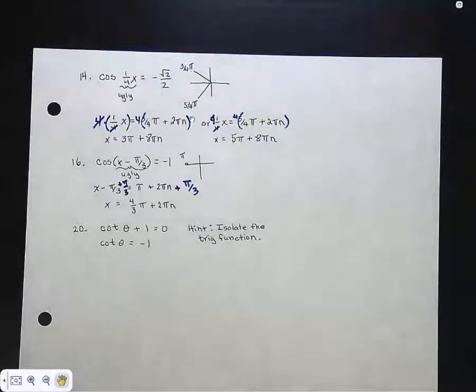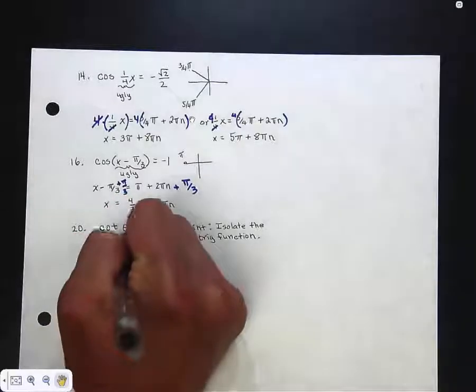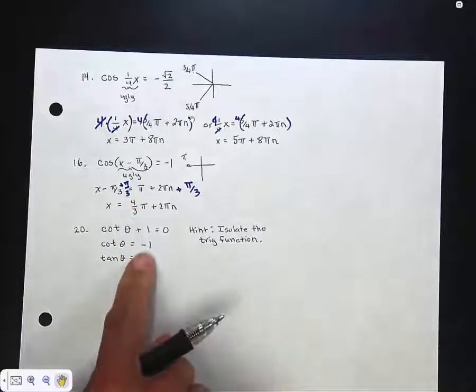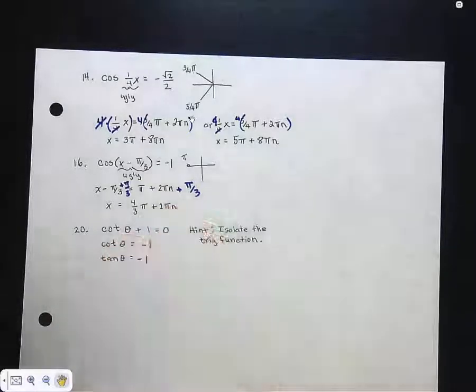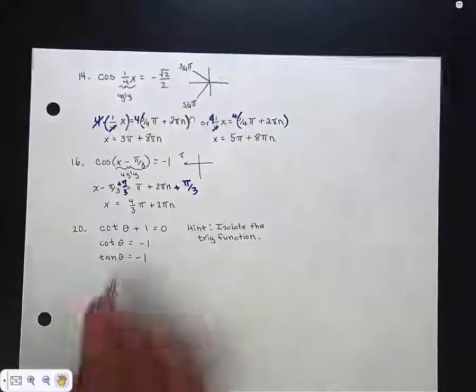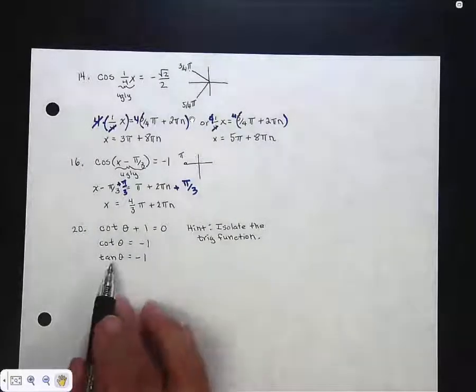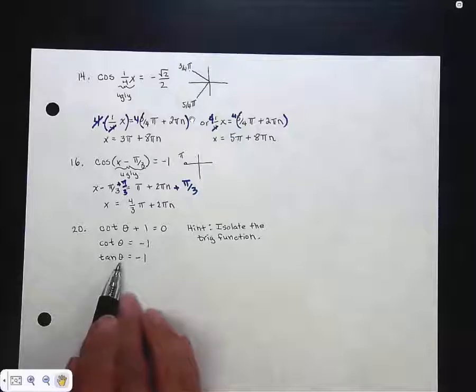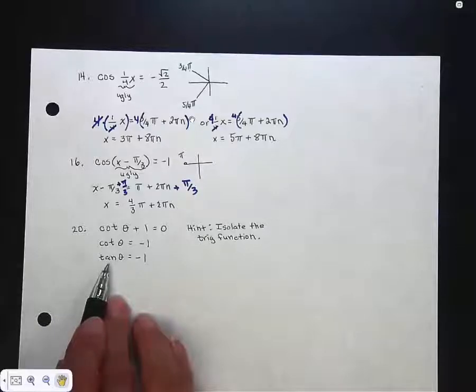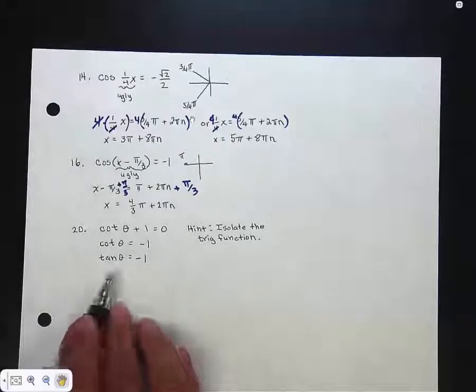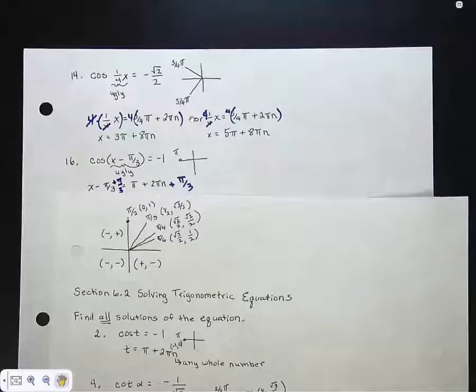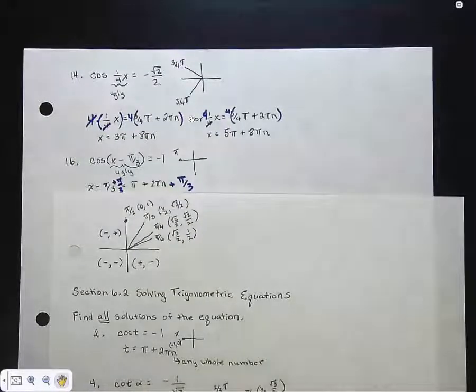If cotangent theta is -1, then tangent theta is the reciprocal of that. The reciprocal of that is still -1. So how can I get tangent is -1? Tangent's a fraction. It's the y divided by the x. How can you get -1 when you divide two numbers? The only way you get -1 when you divide two numbers is if the two numbers are opposites of each other. Where does that happen on the unit circle?